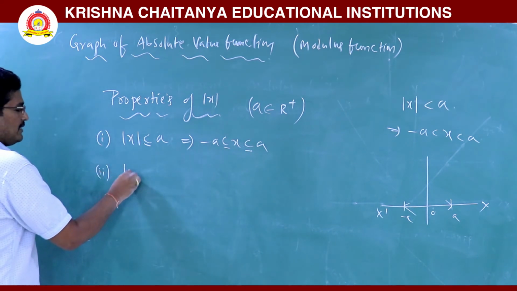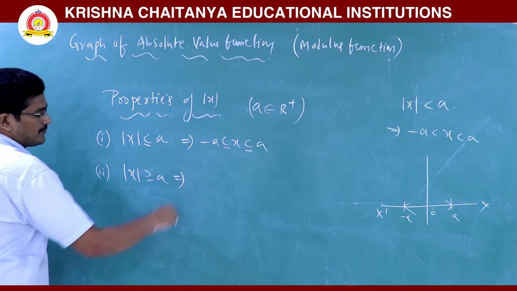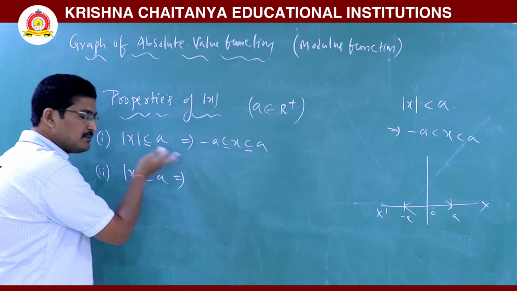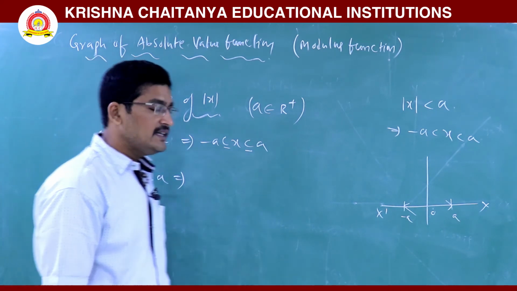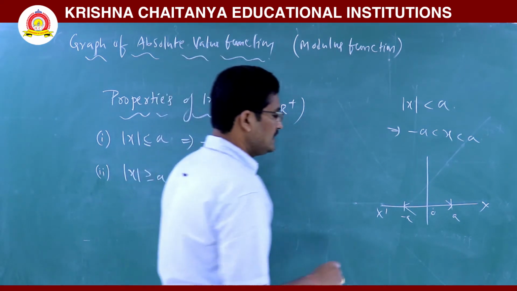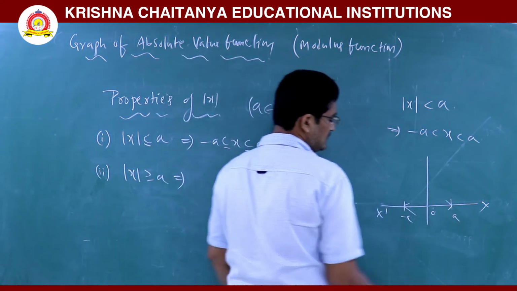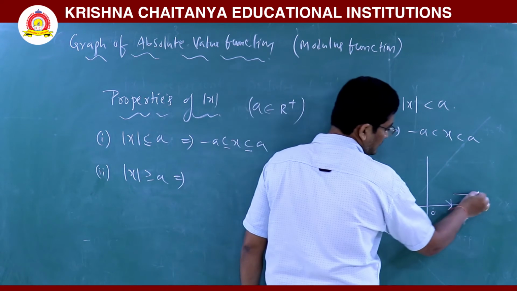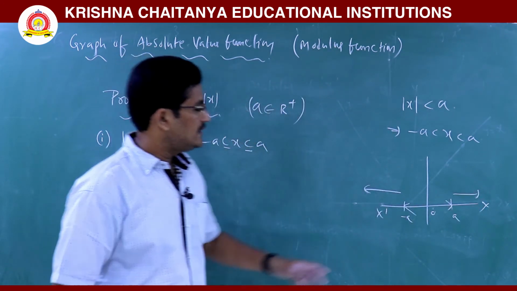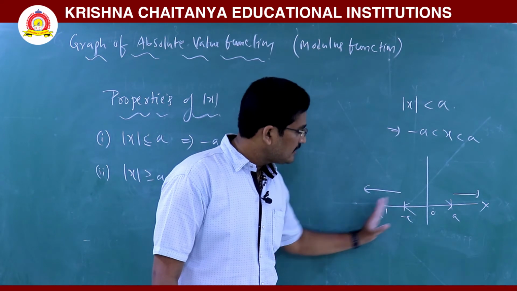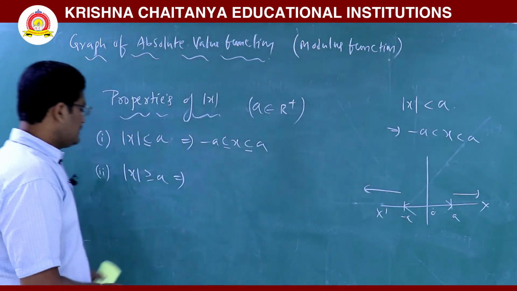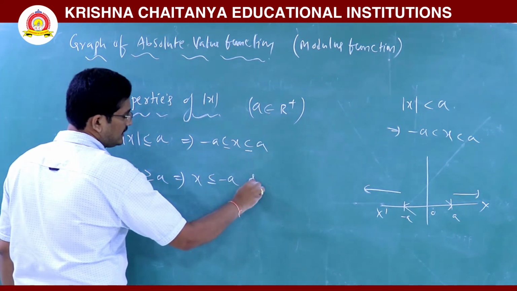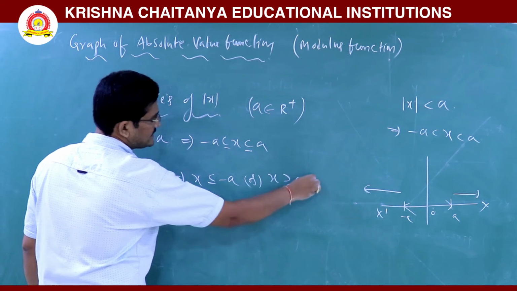Suppose mod x is greater than or equal to a. This means x does not lie between minus a and plus a in the coordinate system; x lies either here or here. That means x is less than minus a or x is greater than a. So if mod x is greater than or equal to a, this implies x is less than or equal to minus a or x is greater than or equal to plus a. This is the meaning.